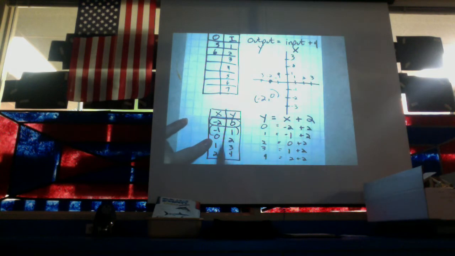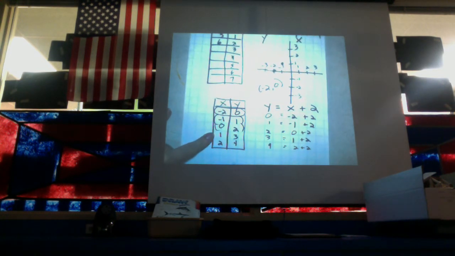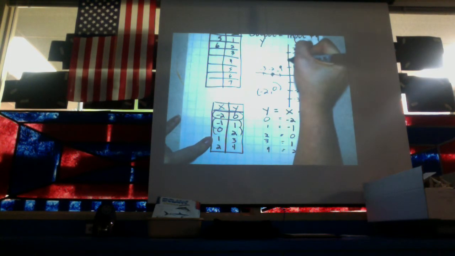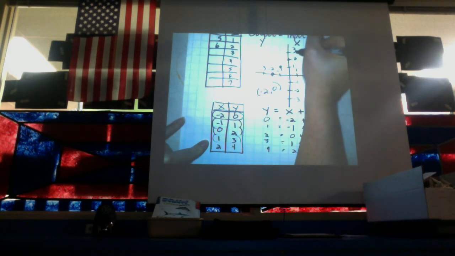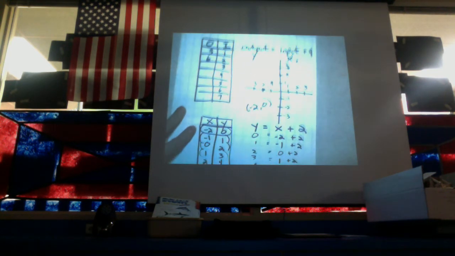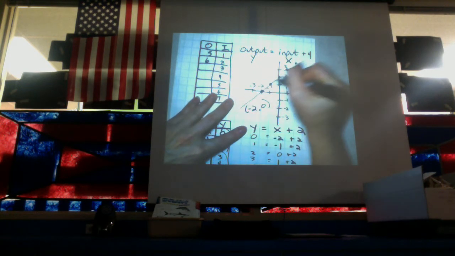My next point, 0 and 2. Well, 0 is x, 2 is y. My next one, 1 and 3. And my last one, 2 and 4. So I've graphed those points, and what they want you to do now is to go ahead and connect them.